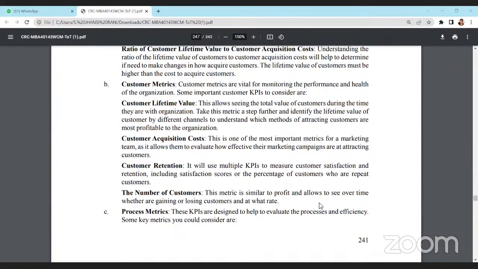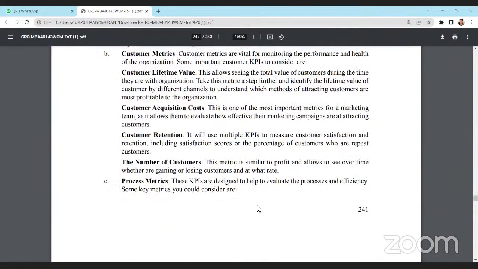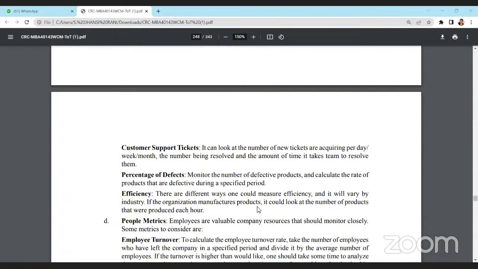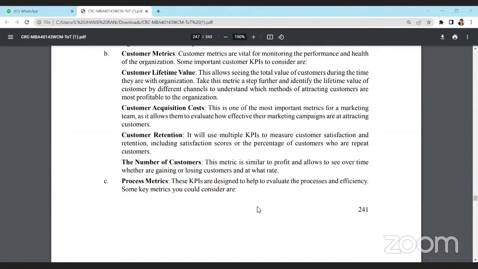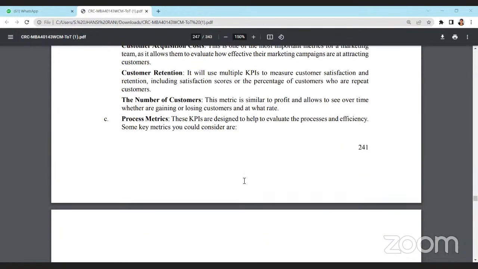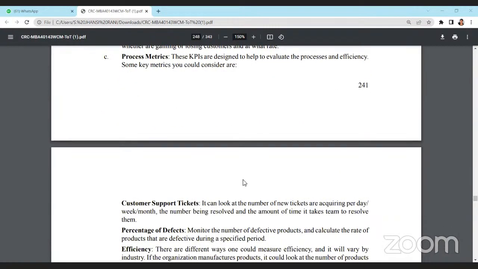Next, process metrics. These are designed to help evaluate the process and efficiency. First we saw financial metrics, next we saw customer metrics, and now we are going to see process metrics. This will evaluate the process and efficiency, and how we are going to consider and evaluate these metrics.